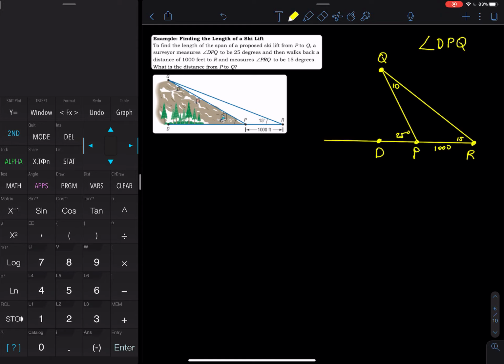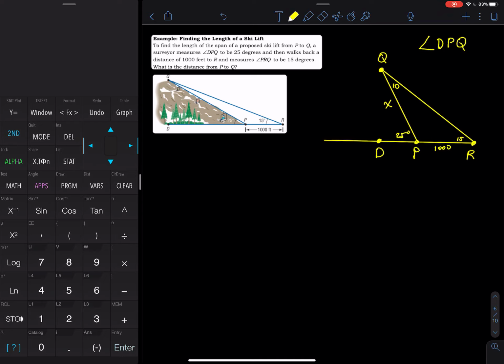Then he walks back a distance of 1,000 feet to point R and measures angle PRQ to be 15 degrees. So I have that on my picture. What is the distance from P to Q? This is the distance they are looking for. I'm going to let X be the distance from point P to point Q.